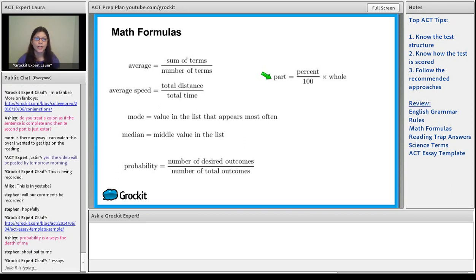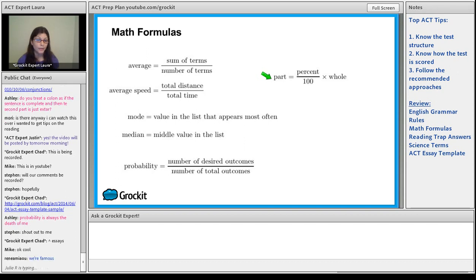So for part over whole in terms of percent, this is one way to write it. If you wanted to practice percent questions, we did those in the first week for Grokkit. So week 1 math, that's where you're going to find those if you want to practice them.